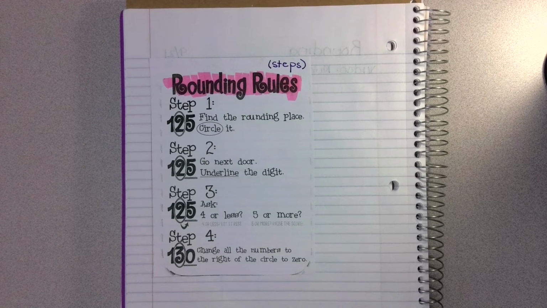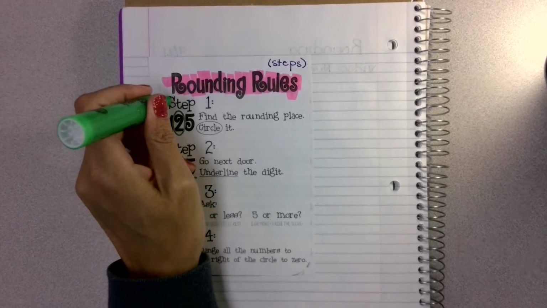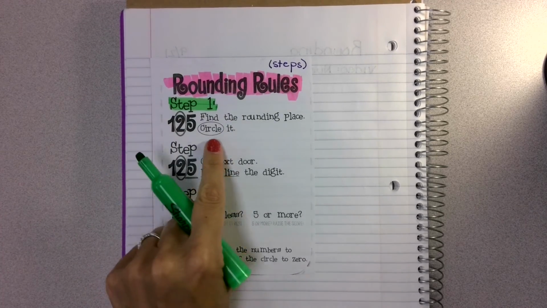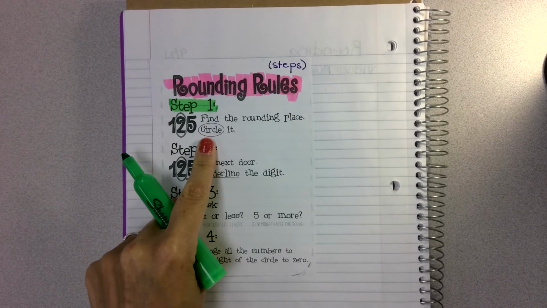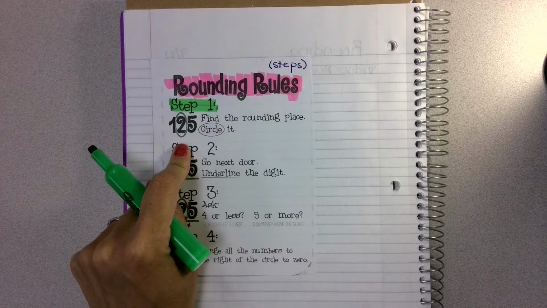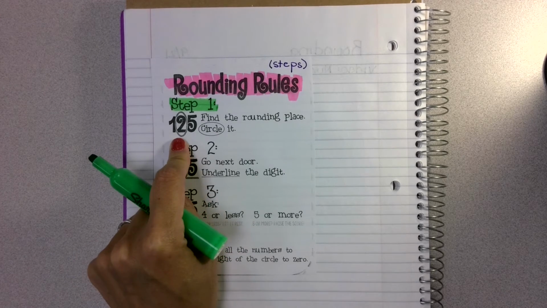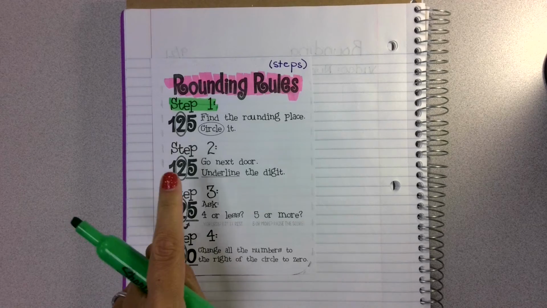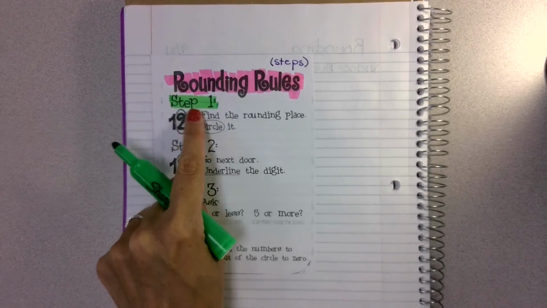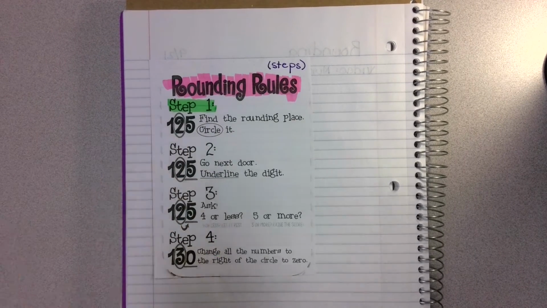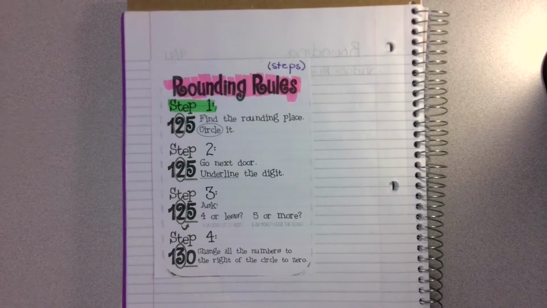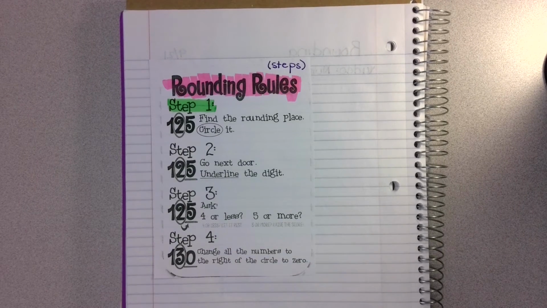You guys know me so far enough that you know I like color. I like color on my page. All right, so we have step number 1. Find the rounding place, and circle it. Oh, the other one, I underlined it. It doesn't matter if you circle or underline it, as long as you mark it some way. A lot of people underline it and then circle the one next to it. It doesn't matter. Just choose underlining or circling, whichever way you like to do it. So I'm going to write that. And then step 2.